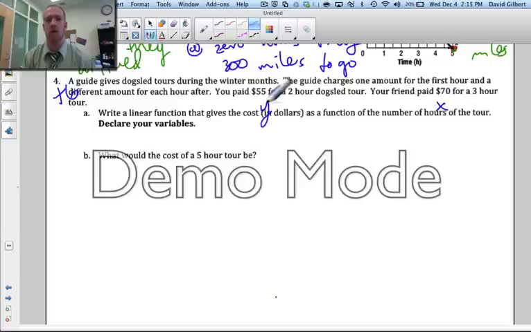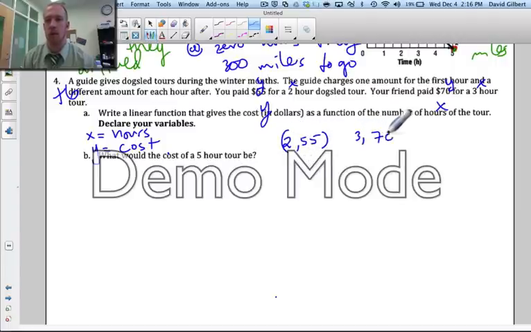So hours is our x, cost is our y. So declare your variables. x equals hours and y equals cost. And so this y goes with this x, and this y goes with this x. So it's basically finding the equation of a line through 2 points. So this is like the point (2, 55). So for 2 hours, it's $55, and for 3 hours, it's $70.